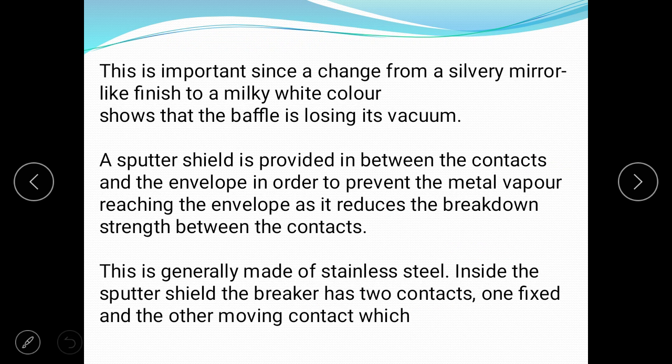So this is important, since a change from a silvery mirror-like finish to a milky white color shows that the vessel is losing its vacuum. A sputter shield is provided in between the contacts and the envelope in order to prevent the metal vapor from reaching the envelope, as it reduces the breakdown strength between the contacts. So this is generally made of stainless steel.